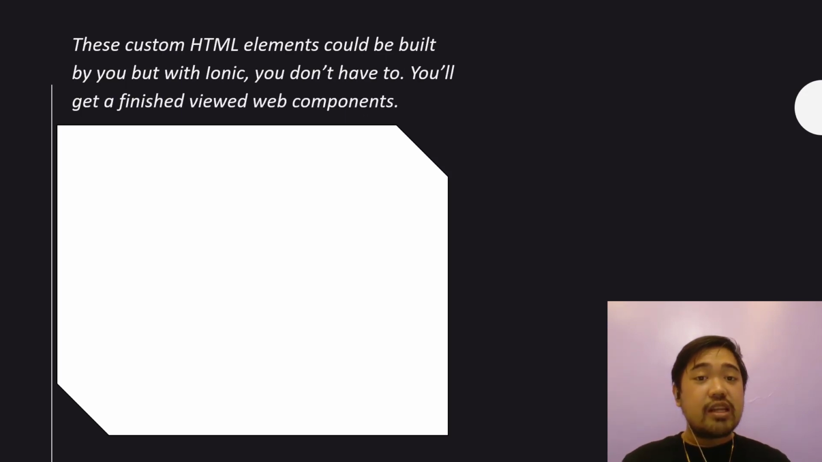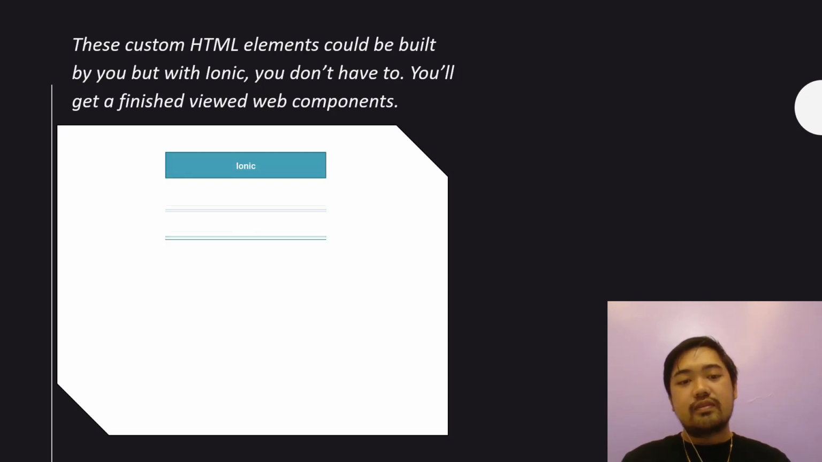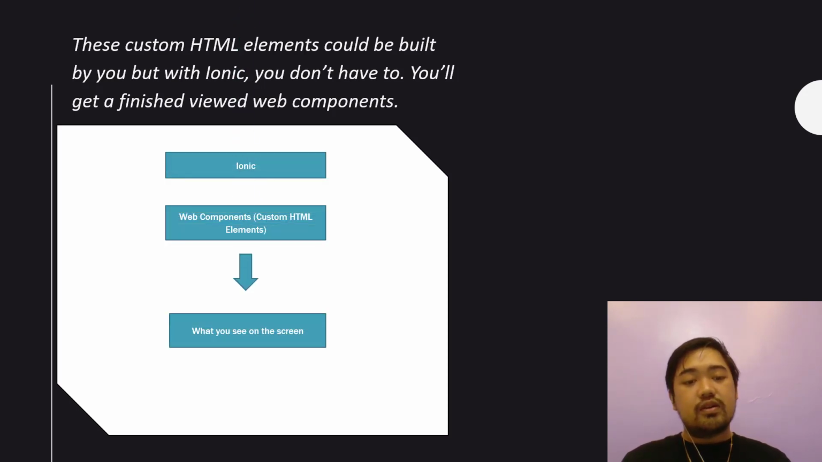So these HTML elements could be built by you, but in Ionic, you don't have to. You get finished, ready-to-use web components. Okay, so yun po yung platform ni Ionic. So from Ionic, meron tayong mga web components available. Those are custom HTML elements. And then, what you see on the screen. Ibig sabihin, pwede natin gamitin yung mga web components na yun and automatically, yun na yung makikita ng mga users natin.